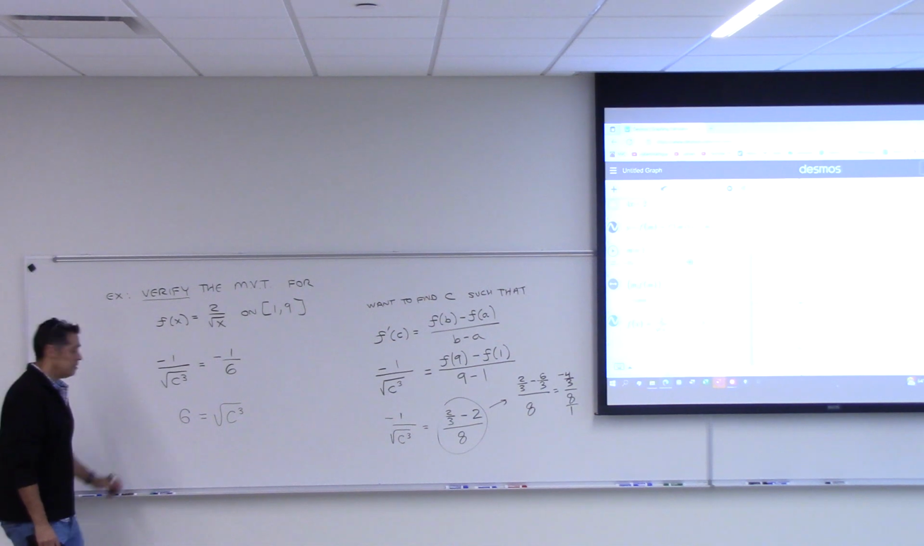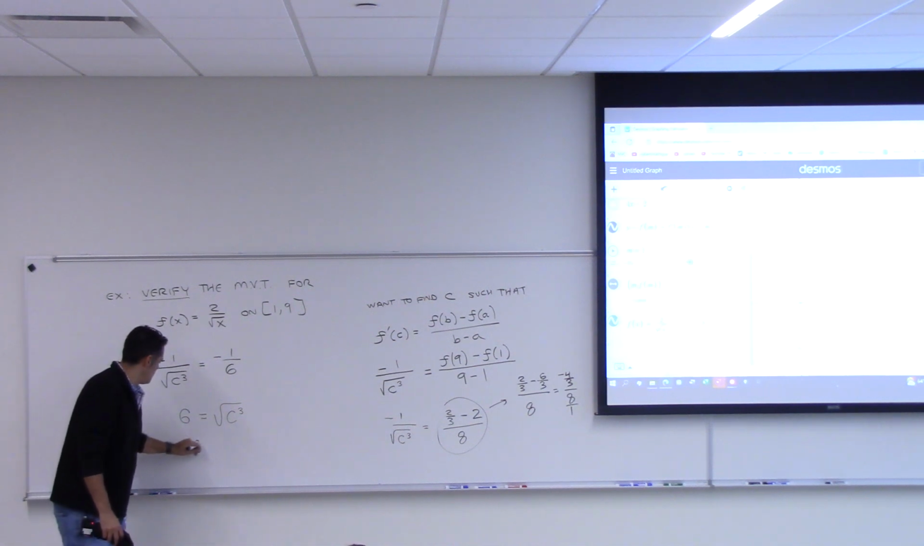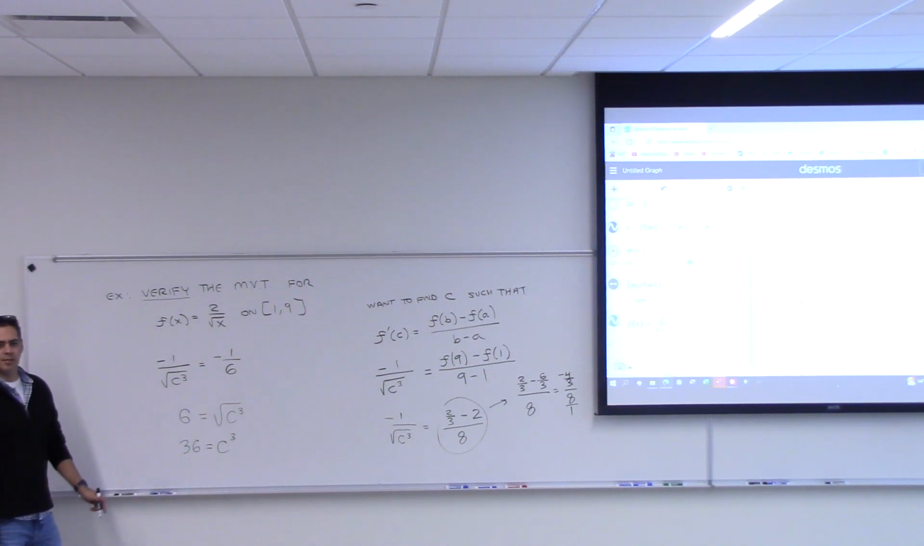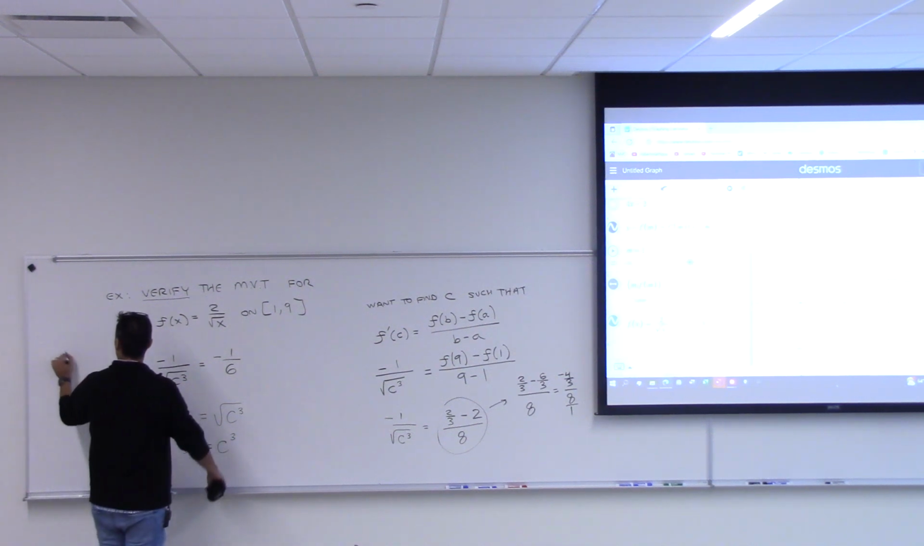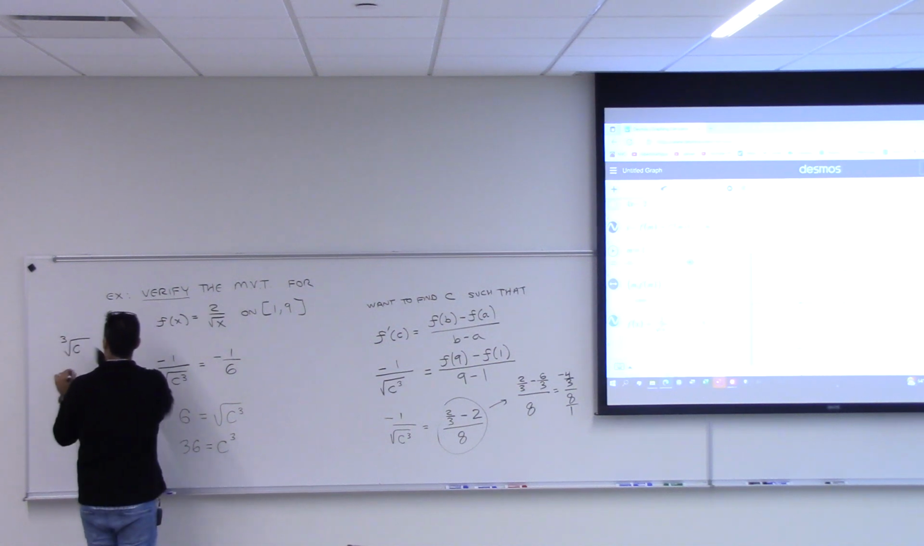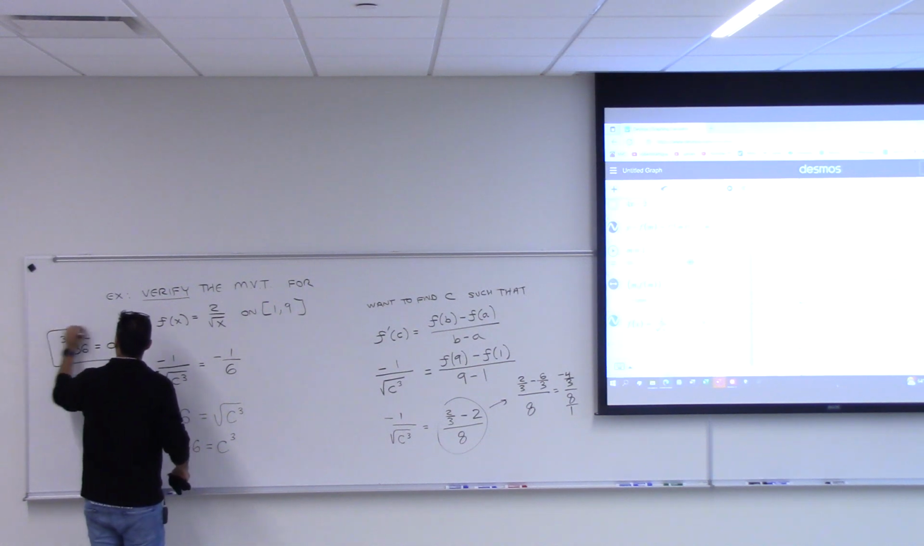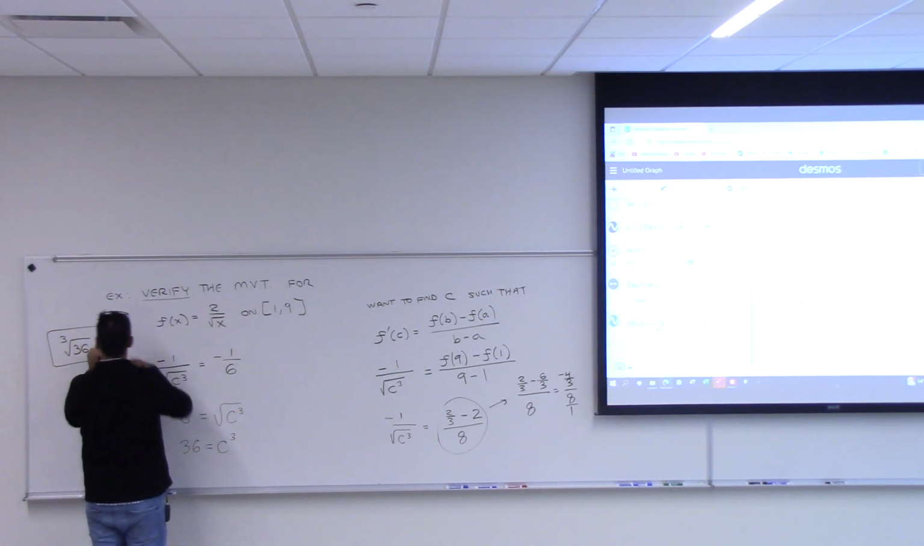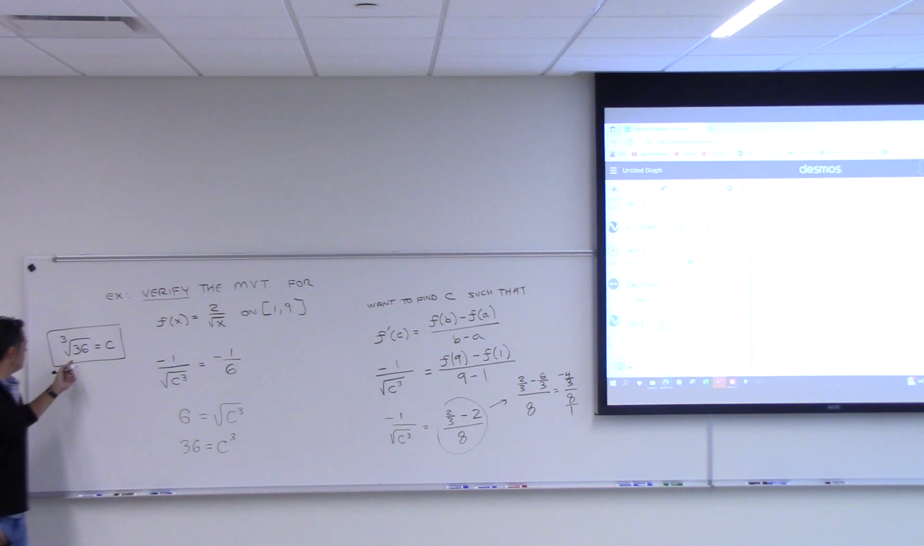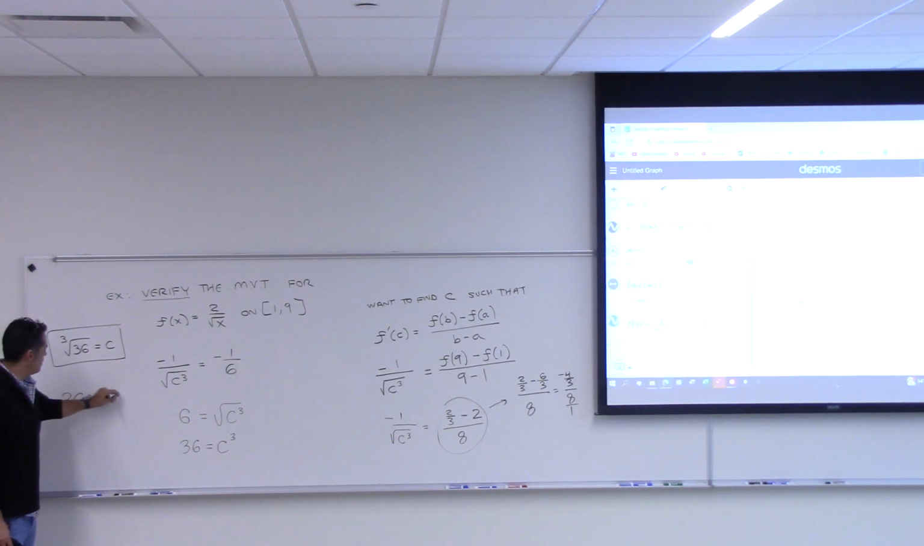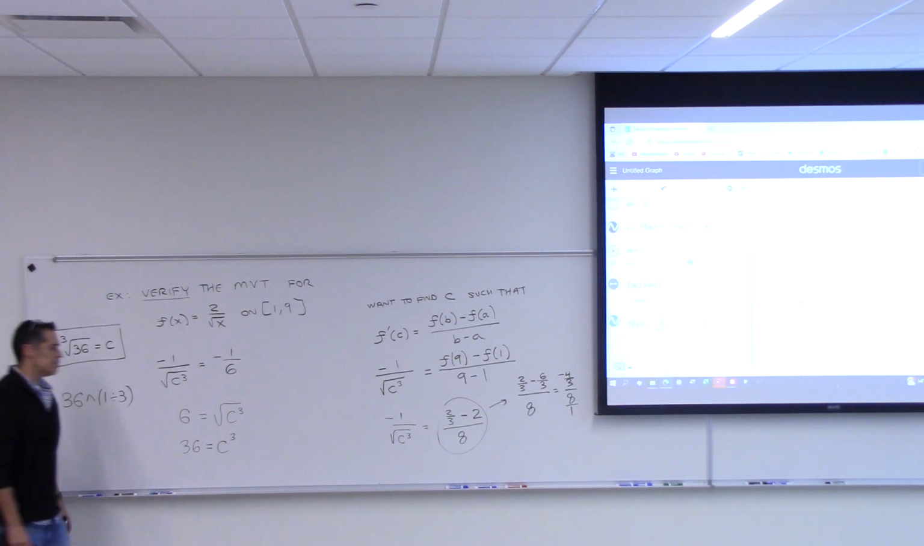Square both sides. And now cube root both sides. So from here, cube root of 36 equals c. And the cube root of 36 is not a number we can find easily. We'll need a calculator for that. On your calculator, you can go 36 raised to the 1 divided by 3, and that'll give you the cube root of 36.